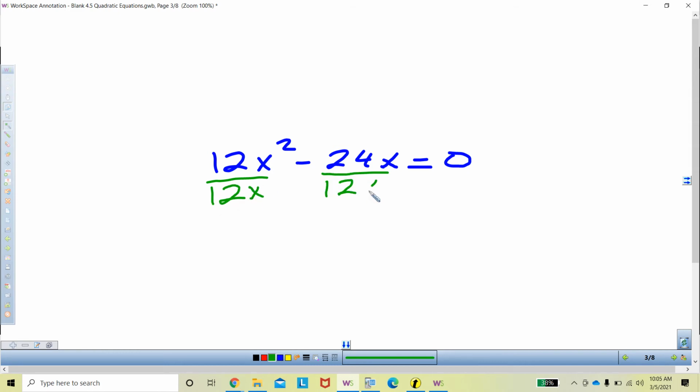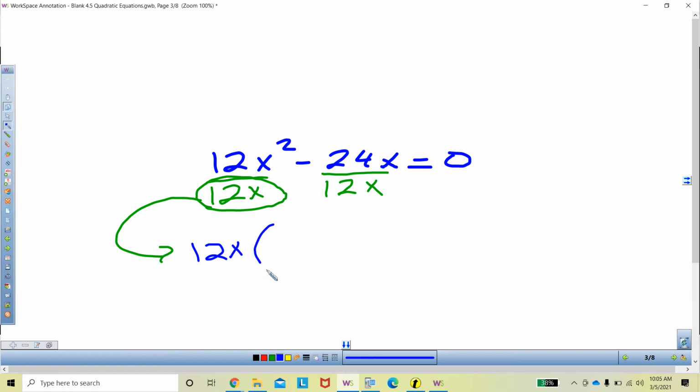12x. Okay, so we take that 12x. That's what goes in front of the parentheses. I forgot the x. 12x. And then we just reduce that first fraction, right? 12x squared divided by 12x is x. Negative 24 divided by 12 is negative 2. And then the x's cancel. We still have the equal 0. Don't forget that.